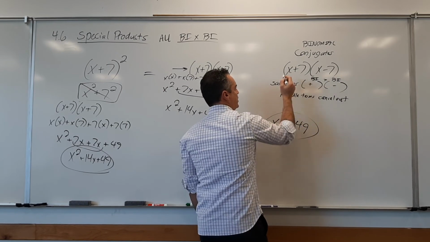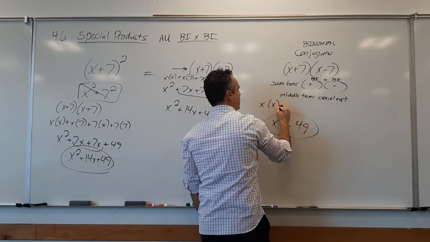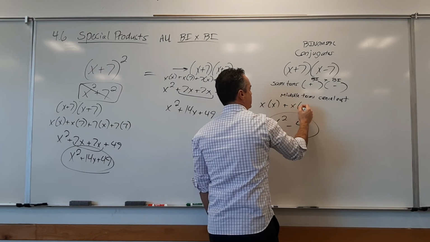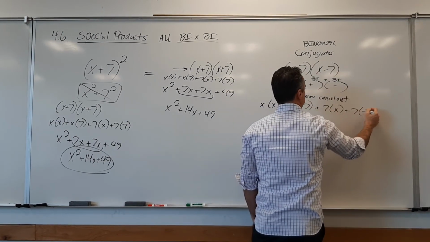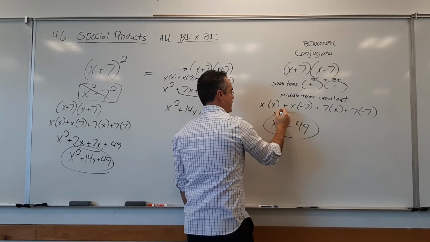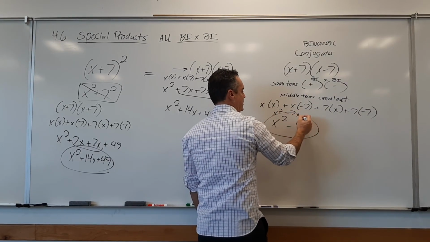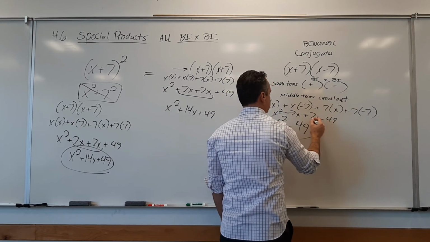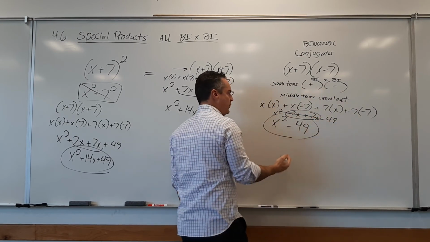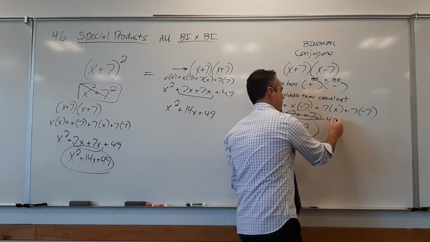So let's just watch this. x times x, plus x times -7, plus 7 times x, plus 7 times -7. Indeed, x times x is x squared, number up front, minus 7x, number up front, plus 7x, and then we have minus 49. Indeed, these two terms cancel out, and we're left with x squared minus 49. I like to see you show your work.